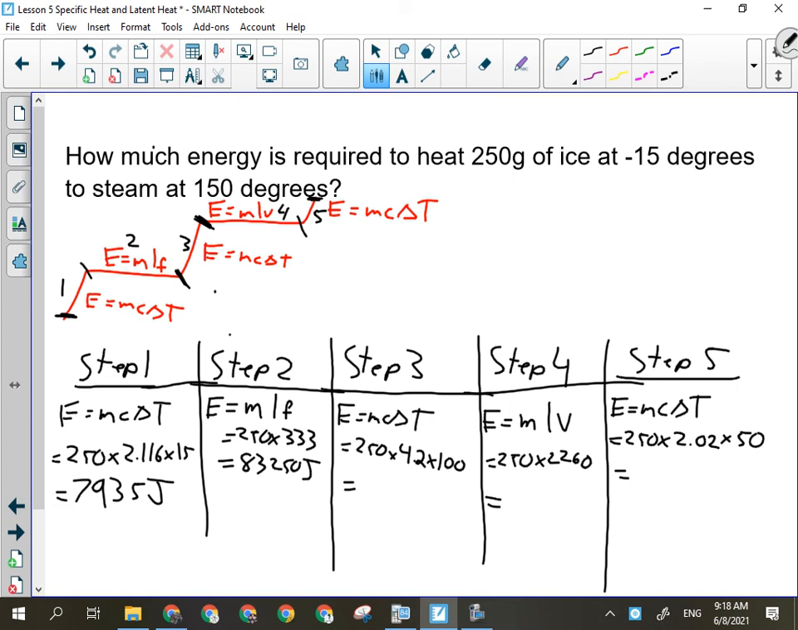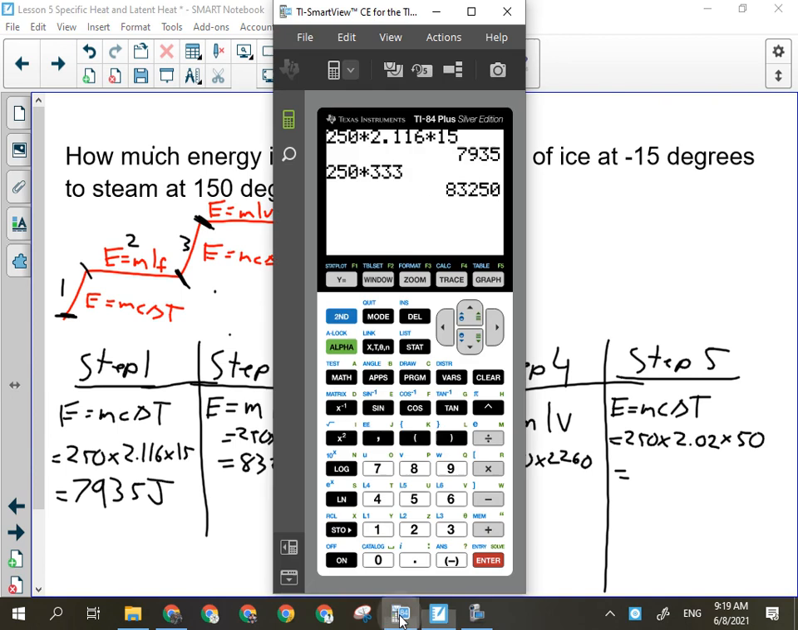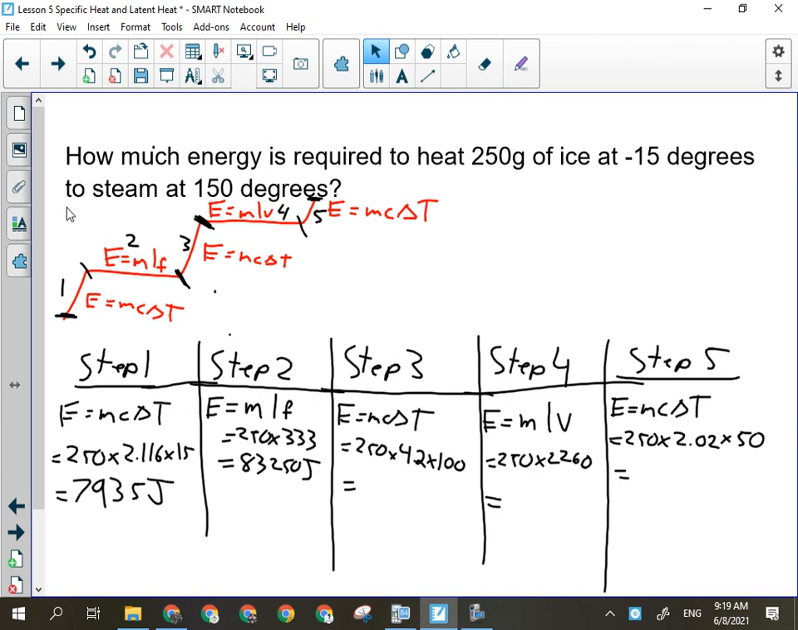All right. The next step is how much energy is required to heat the water from 0 to boiling. So from 0 to 100. So 250 times the specific heat capacity of water times 100 degrees Celsius. All right, that's going to take 105,000 joules.